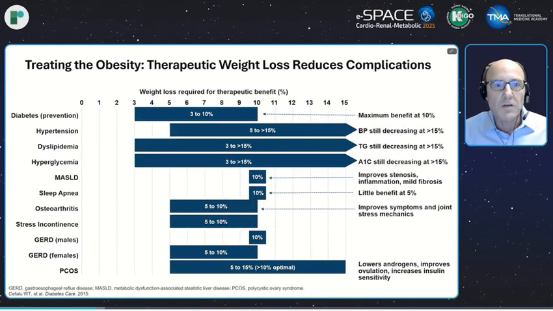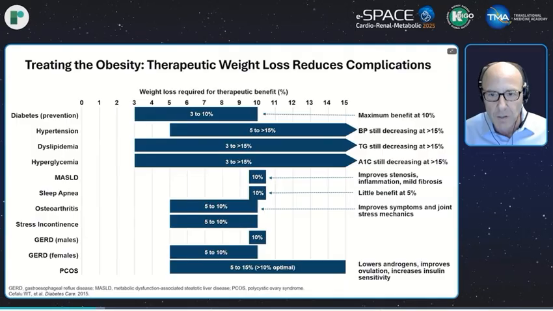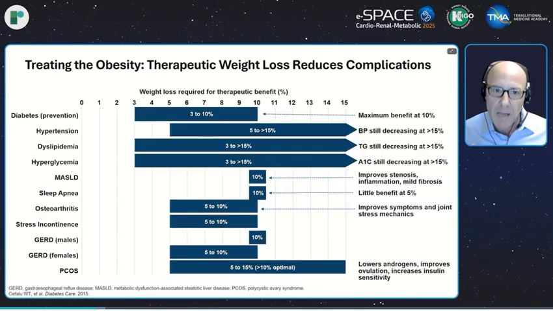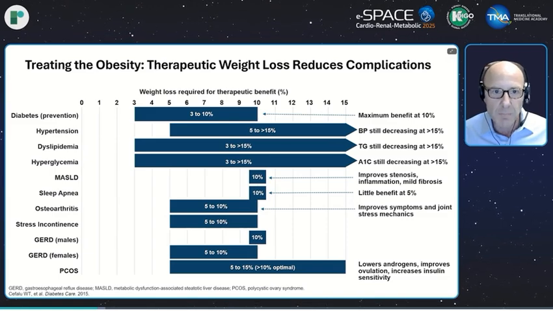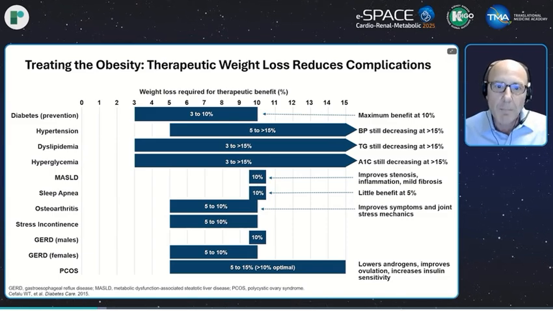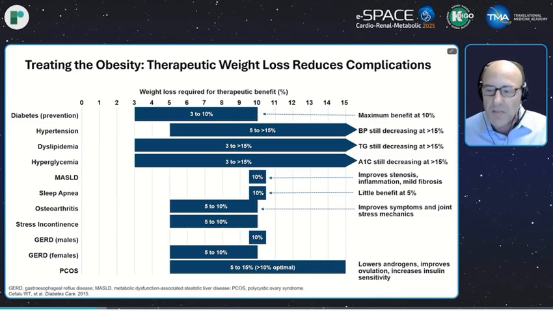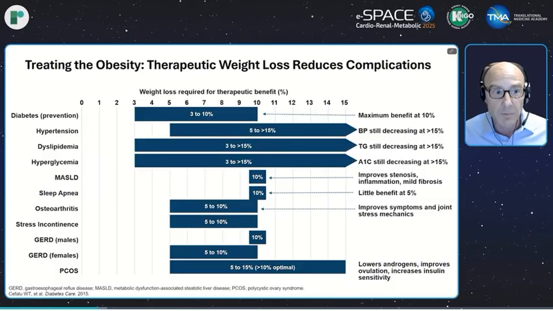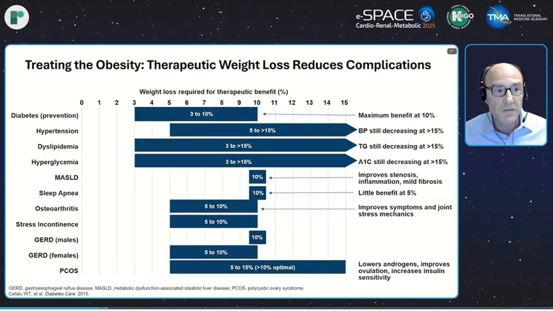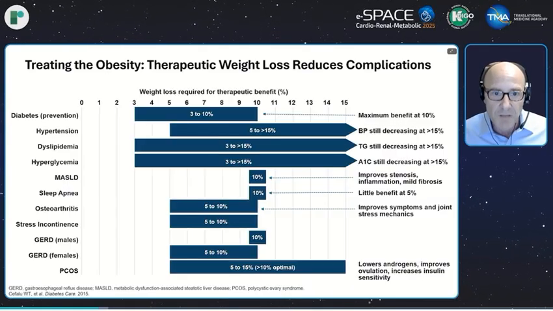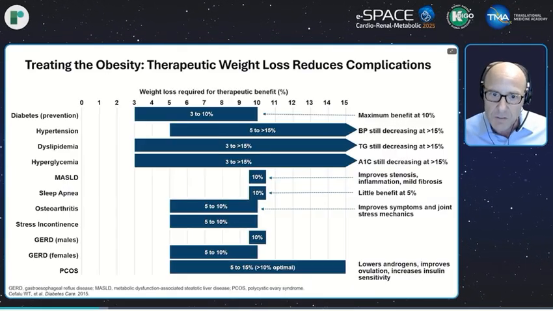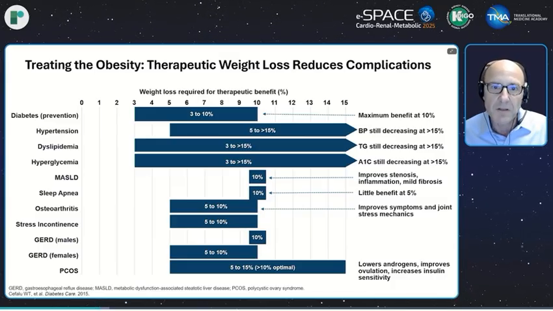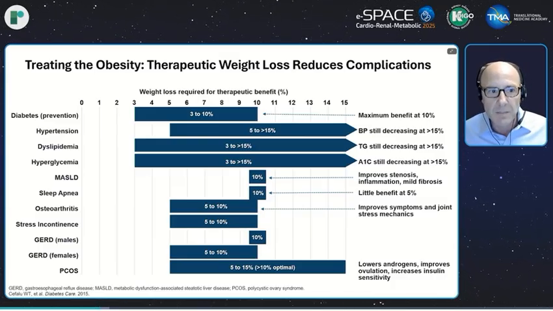And so we also know that therapeutic weight loss reduces the complications of obesity, and we can adjust the amount of weight loss to target the particular complication. And so there are different percentages of weight loss that are required for therapeutic benefit. But when it comes to diabetes and hyperglycemia, we definitely have specific numbers. So for diabetes prevention, the amount of weight loss to achieve a benefit is somewhere between 3 and 10%. And you get the maximum benefit for diabetes prevention at about 10%.